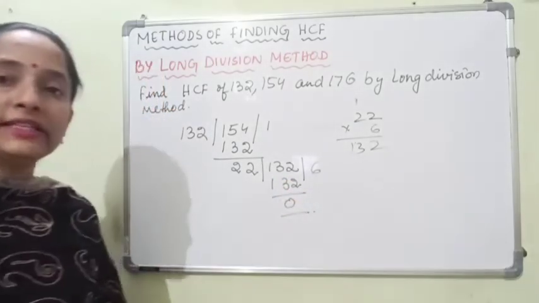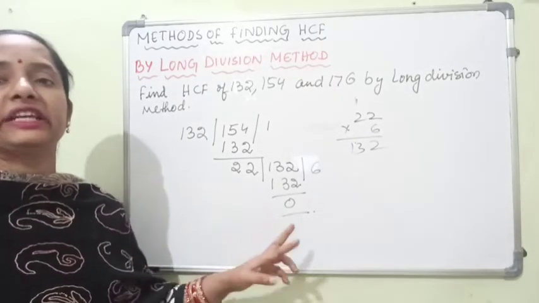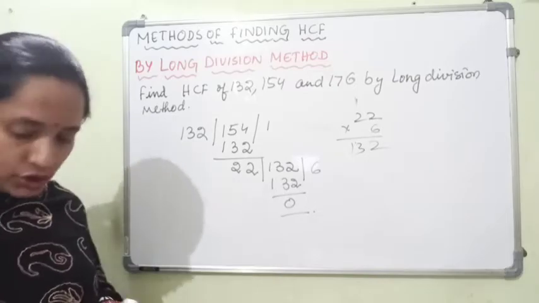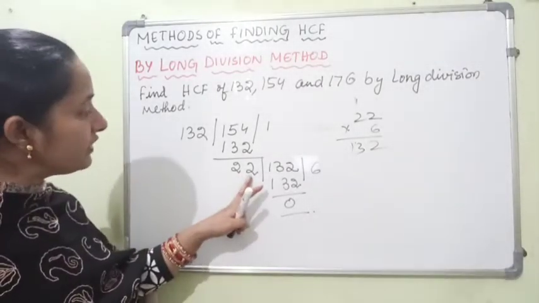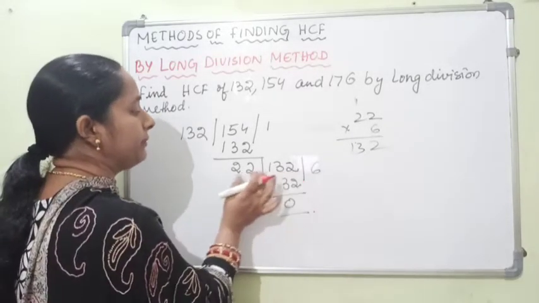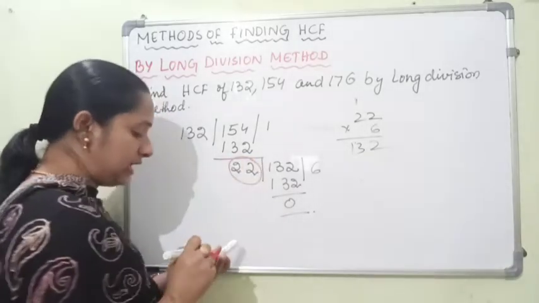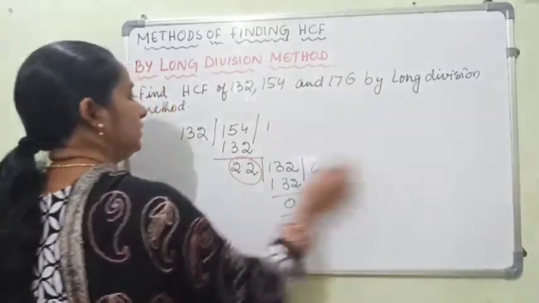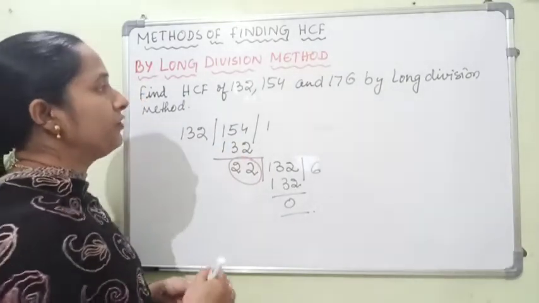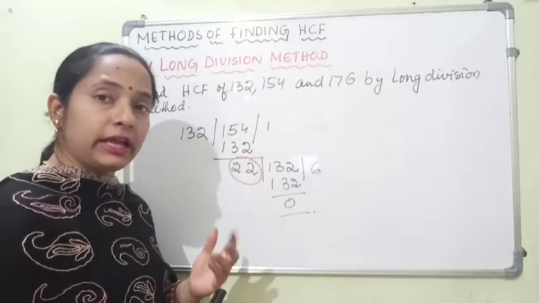So in the previous sum what we discussed, the divisor at which we get the remainder 0, that divisor will be the HCF. So here, for the divisor 22 we got the remainder 0. When we divided a number by 22 and we got the remainder 0, 22 is the HCF of 132 and 154. Now we still have one more number for which we have to find the HCF.